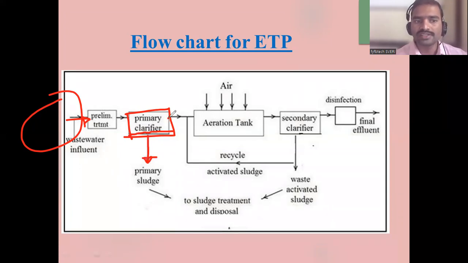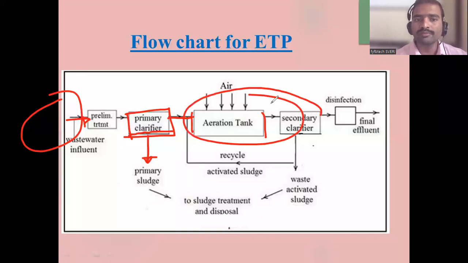Again the wastewater is transferred into the aeration tank. Again there will be a secondary clarifier and so on. So this entire part is secondary treatment. Again waste is generated, and that waste is taken out. Some amount of waste is transferred back to the aeration tank, so the process continues. Again from the secondary clarifier it will be taken into disinfection. After disinfection the final effluent comes out.